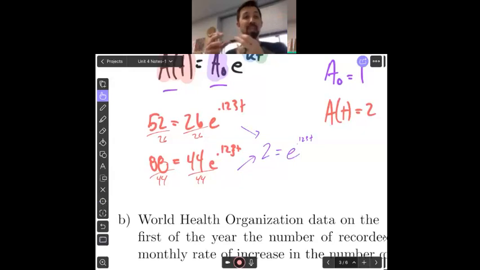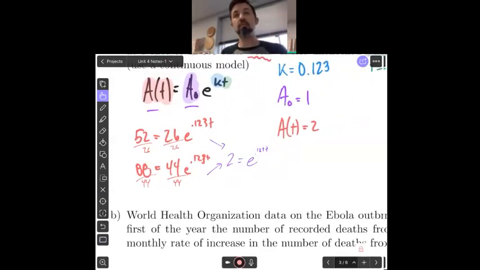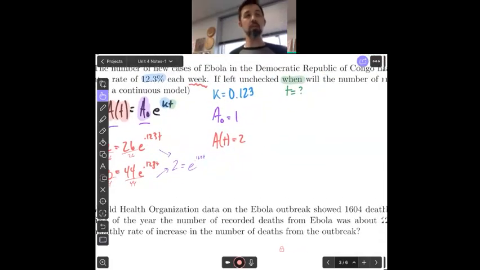And so if we can pick any A naught and then thus have any A of t, what would be the easiest A naught to pick? 1. That's the easiest number to work with here. We can't pick 0. That would just kill everything. But 1, yeah, is the easiest number to pick. We get to decide. So why not pick the easiest thing? Okay. So good job, Maddie.